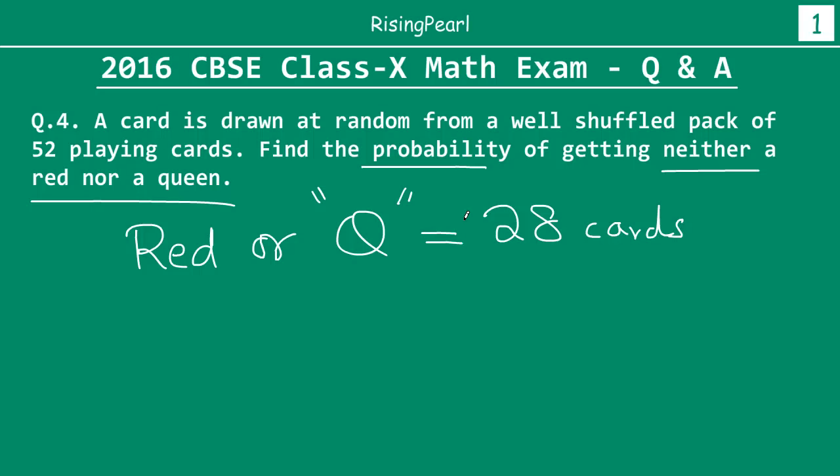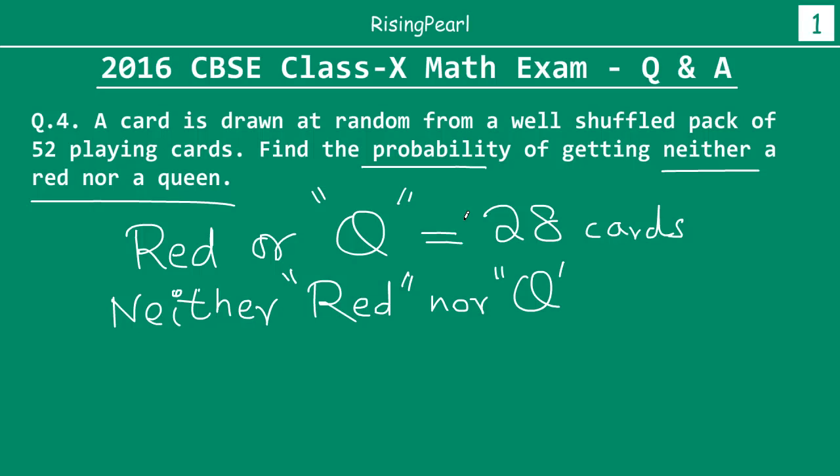So, but total are 52. So neither red nor queen will be which cards? So that will be simply 52 minus 28. This will be 24. So what is the probability?